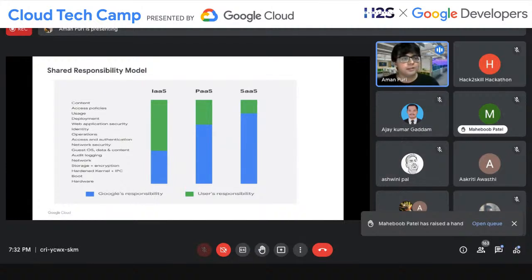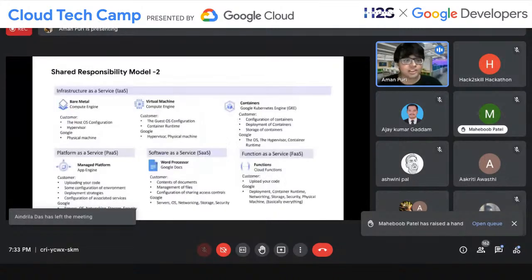So for example, if I use a virtual machine, like Google Compute Engine, then the operating system level and everything is my responsibility. But when it comes to platform as a service, like Cloud SQL or App Engine, these services are only responsible for hosting my applications or databases. Everything else is basically handled by Google in this case. So this is the shared responsibility model.